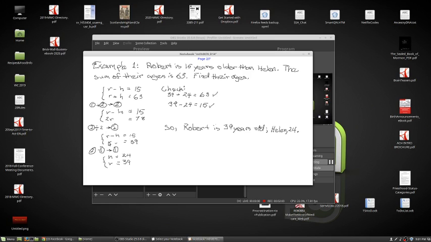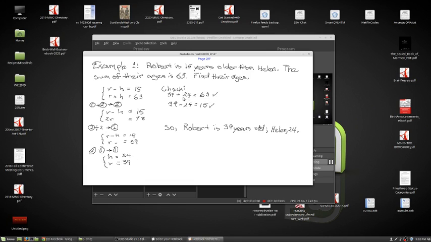Okay, so now we want to get rid of the R in the first equation. So we'll take the second equation and subtract the first equation from it, and plug that in for our new first equation. So R minus R is 0, that drops out. 0 minus the opposite of H is just H. So we end up with H on the left here, and then 39 minus 15 is 24. So that gives us that Robert is 39 years old and Helen is 24.